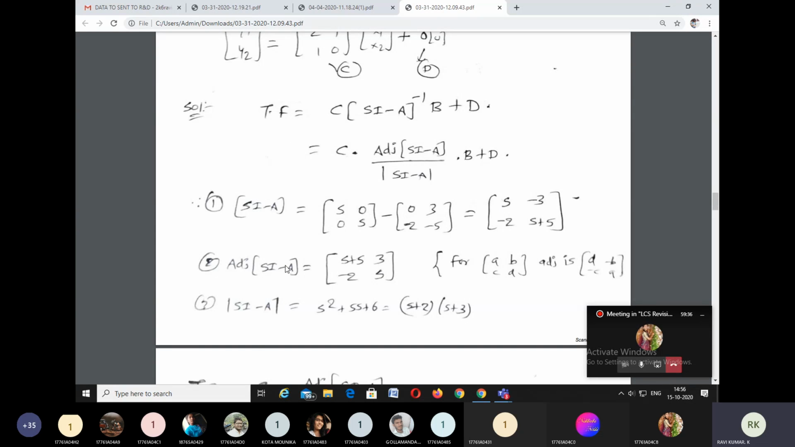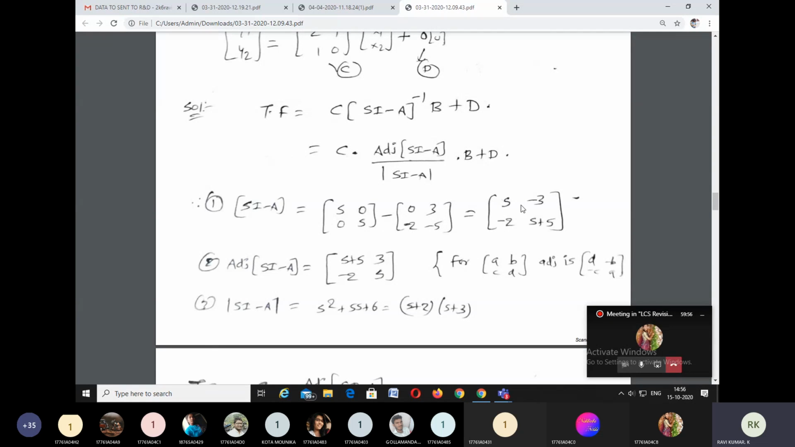Now what is adjoint of sI minus A? Adjoint of sI minus A is, right? So ABCD is the matrix. Then for a 2 by 2 matrix, it is D, minus B, minus C, A. So that's why I'm writing here D. This one, s plus 5, is D here, minus B, minus C, A here. So observe this one, signs are reversed. So this is adjoint of A.